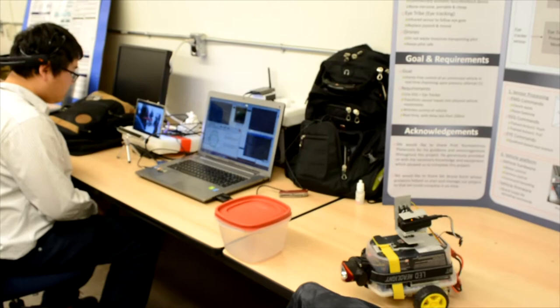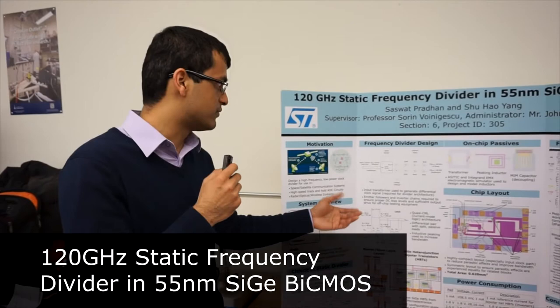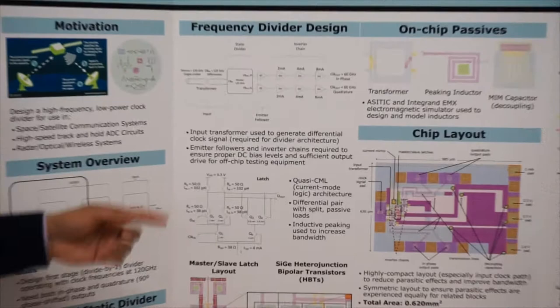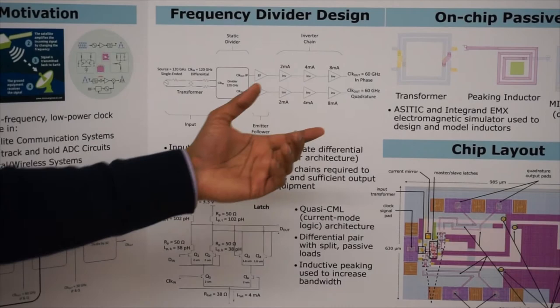The frequency divider design consists of an input transformer. We only have a single-ended source, but given the topology of our circuit, it's a differential circuit, and so we need a one-to-one single-ended to differential transformer at the input stage. Then we have our static divider, and following that, we have an emitter follower and a chain of inverters to have the appropriate output buffer so we can test it on chip.